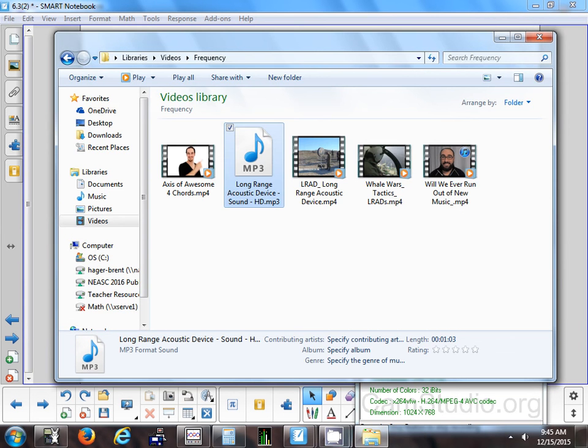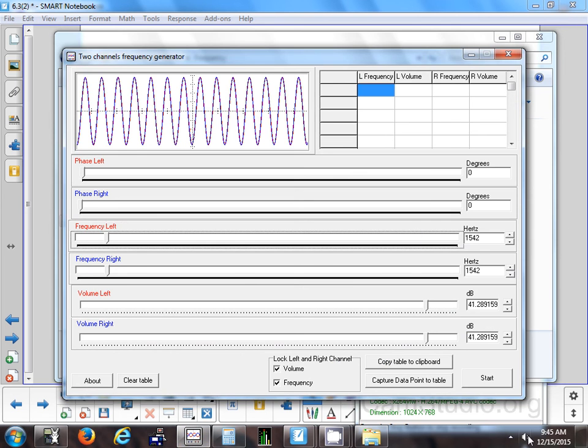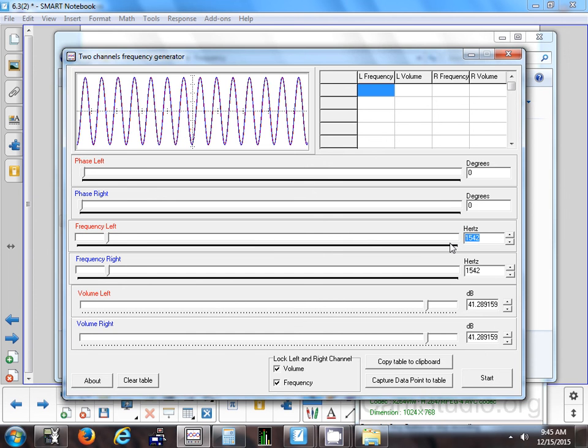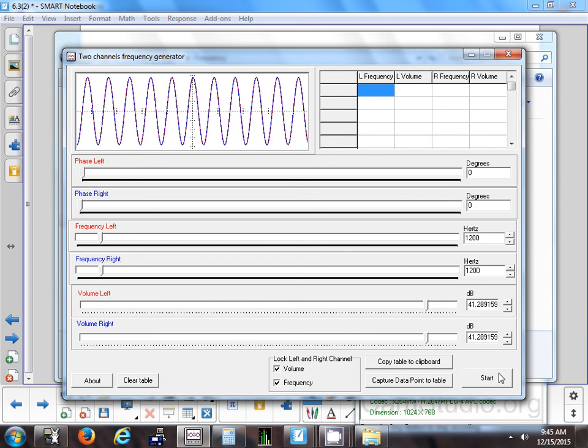All right, so let me show you this program again. Turn it up a little bit, not that loud. And let me play something around 1200 hertz. Okay, so that's 1200. Now, watch what happens if I play 1201 and 1200 at the same time. Everybody hear that effect? Almost like it's getting louder and softer.